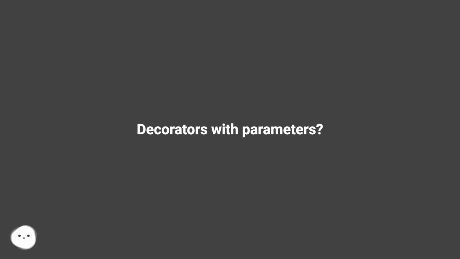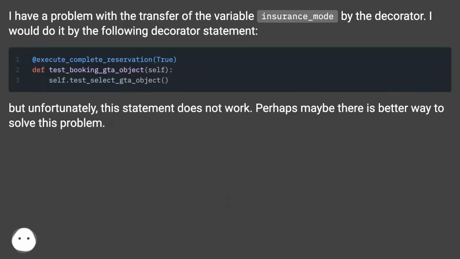Decorators with parameters? I have a problem with the transfer of the variable insurance_mode by the decorator. I would do it by the following decorator statement. But unfortunately, this statement does not work. Perhaps there is a better way to solve this problem.